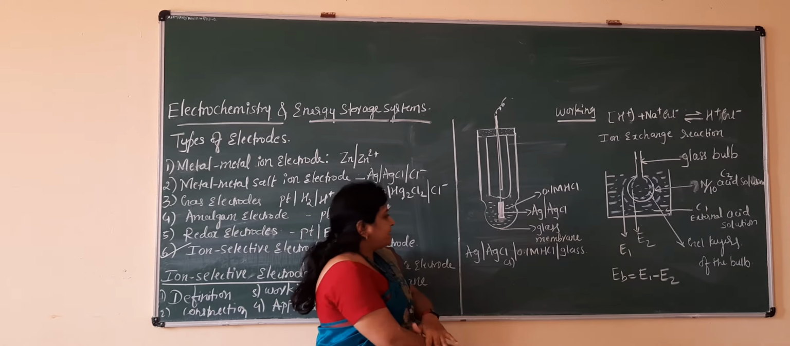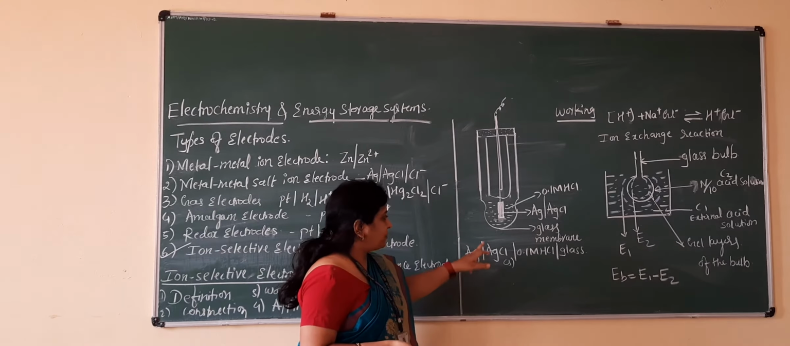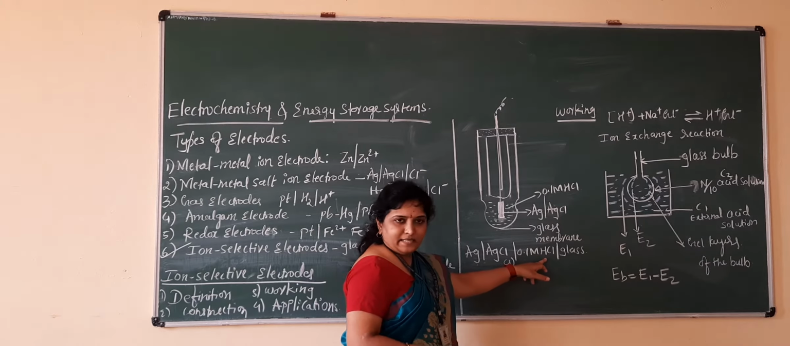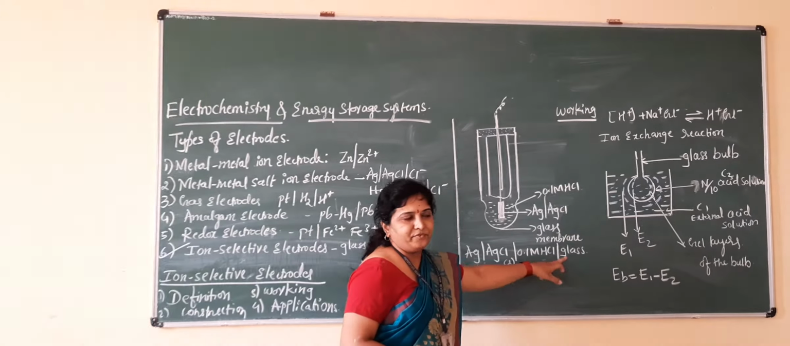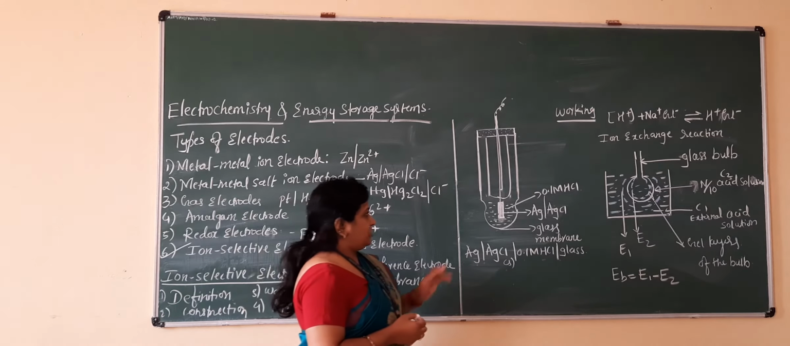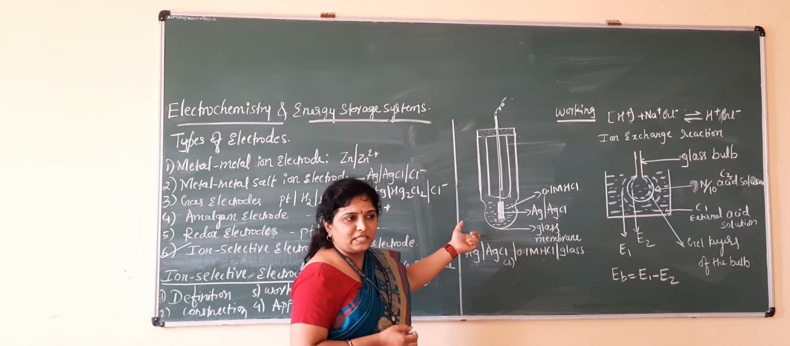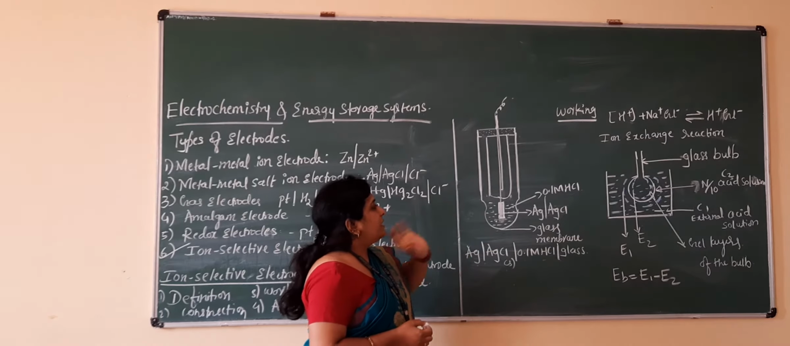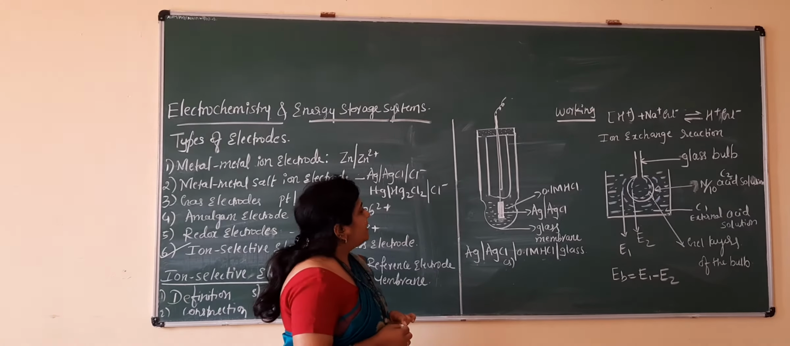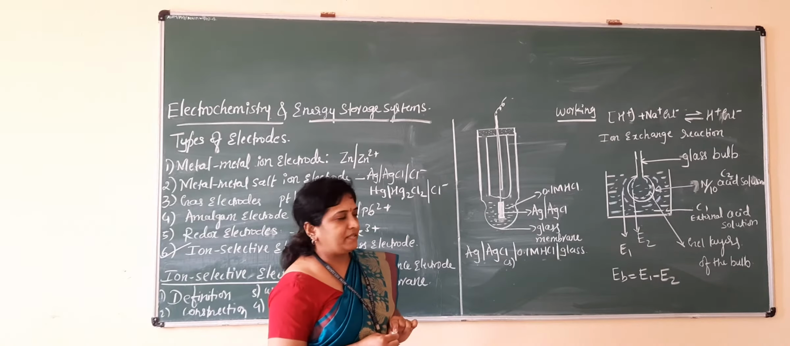So this glass electrode can be represented like this: Ag, single vertical line, AgCl solid, and 0.1 HCl solution in the glass. This glass electrode contains a long glass tube-like structure, a thin walled glass bulb at one end, and inside the bulb 0.1 HCl solution is present, and the internal silver chloride reference electrode is present in it.